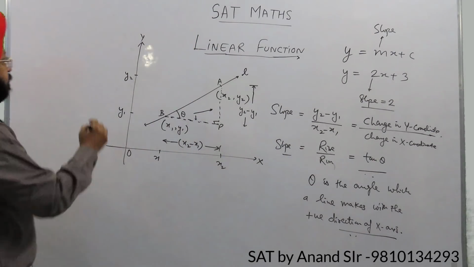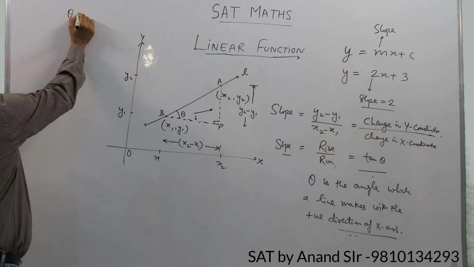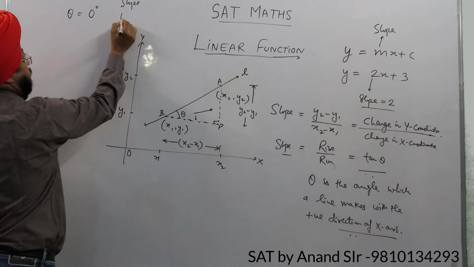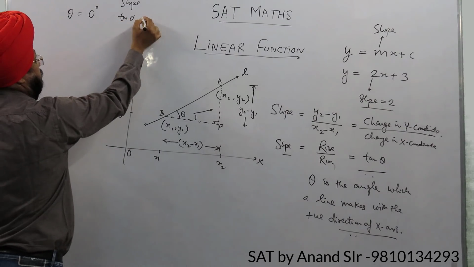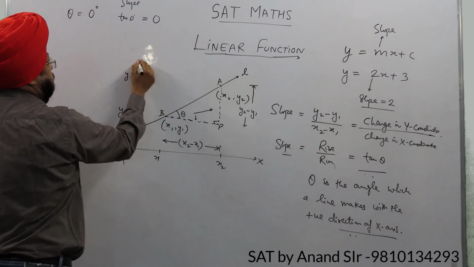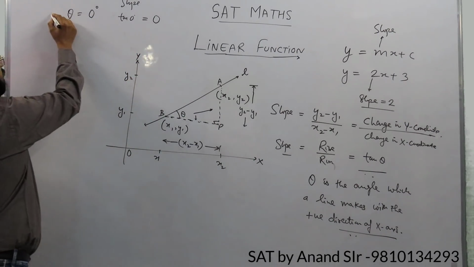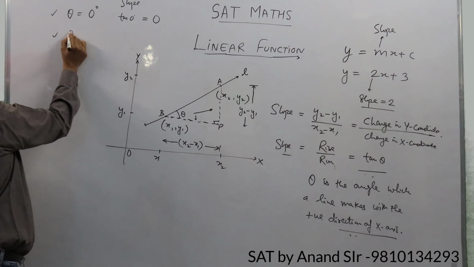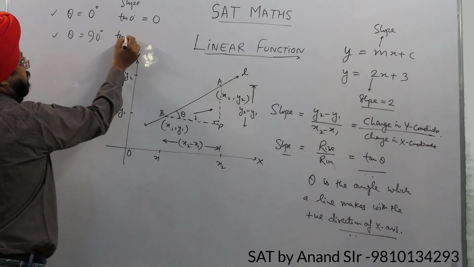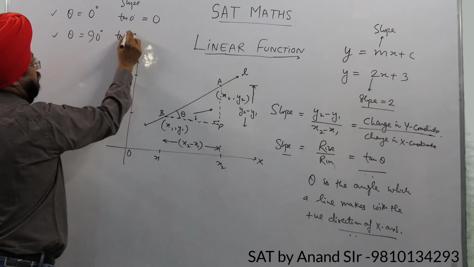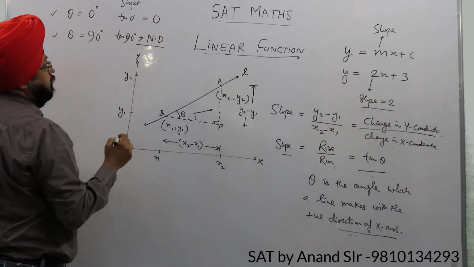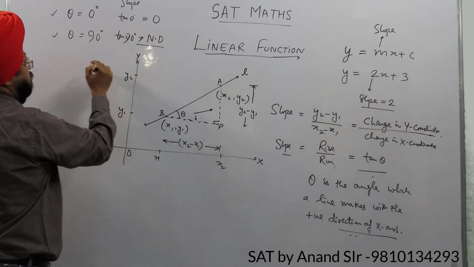See, I can give you a few examples. If theta is 0 degree, then what is the slope? Tan of 0, and you may know that tan 0 is 0. It means that the line is parallel to the x-axis. If theta is 90 degree, then it is tan 90, which is not defined, or undefined. So, vertical lines do not have slope.